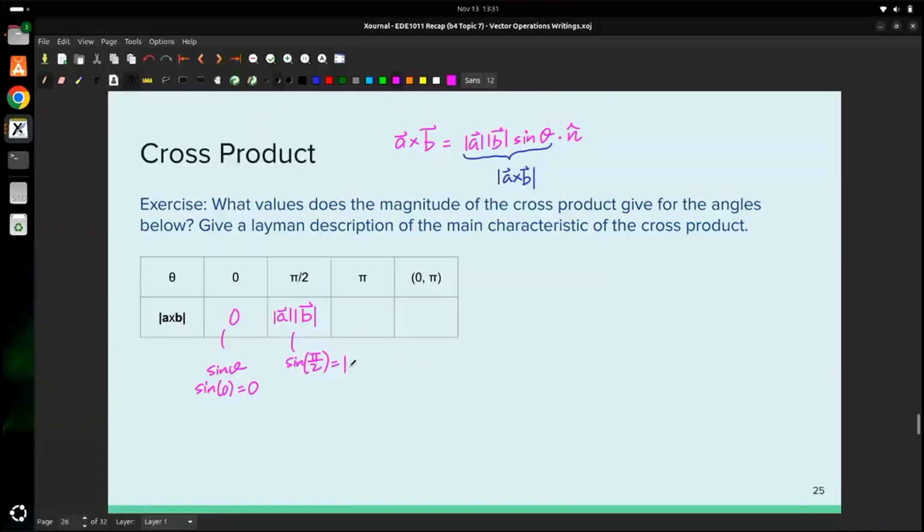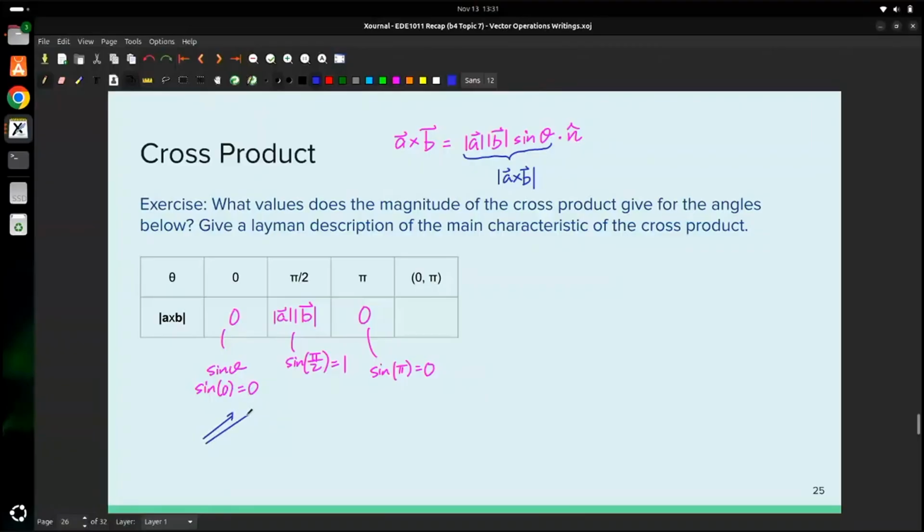Then when you have pi angle between the two vectors, that will be 0 as well, because sine pi is also 0. Let me just draw the vectors for clarity. This one, two vectors pointing in the same direction.